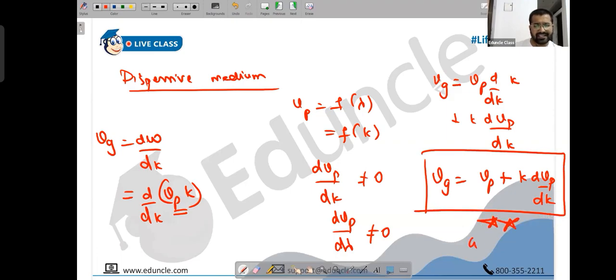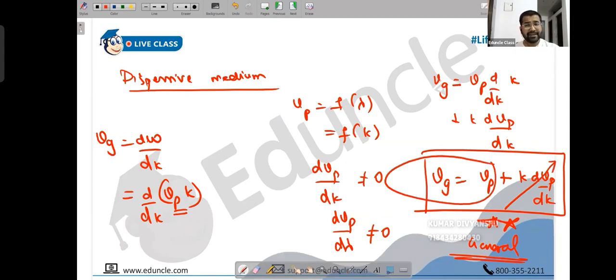This is a general formula. Dispersive or non-dispersive doesn't matter. A general formula, simple. Because tell me, if it is non-dispersive, anyway this term becomes 0 now. You're getting your relationship back. For non-dispersive, Vp is anyway not a function of k. But if Vp is a function of k, you have a general formula. Simple.